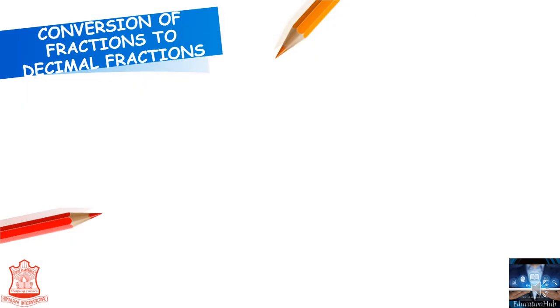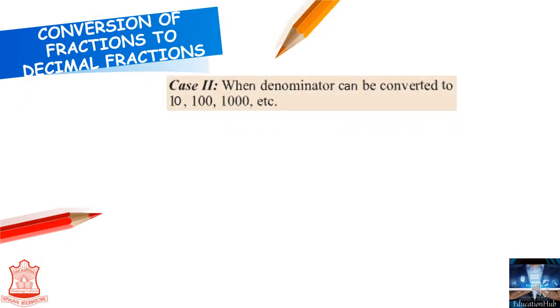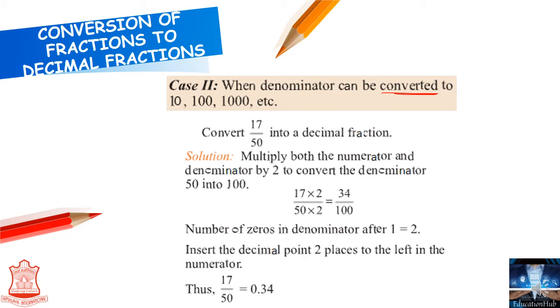Now we are going to discuss the case 2. Case 2 means जहाँ पे denominator can be converted to 10, 100 and 1000. That means 10, 100, 1000 हमारा denominator नहीं है but हमें उसे convert करना पड़ेगा. Let's see how we are going to convert. Let's take an example. हमें 17 by 50 को convert करना है decimal fraction में. Okay. Multiply both the numerator and denominator by 2 to convert the denominator 50 into 100.